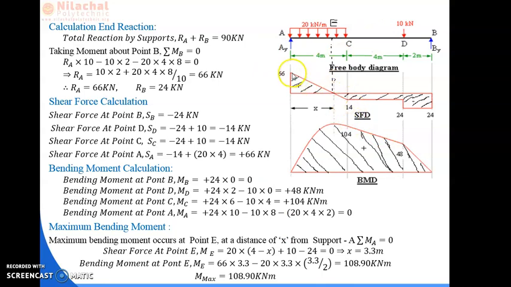Why is there an inclined line? Because the value of load is increasing with distance. So as the distance increases, it will increase its magnitude along the positive direction. Now from C to A point, from minus 14 to 66, we have to draw an inclined line, and that will complete the shear force diagram.